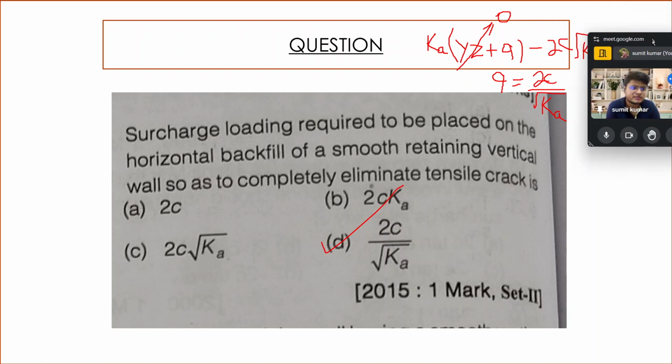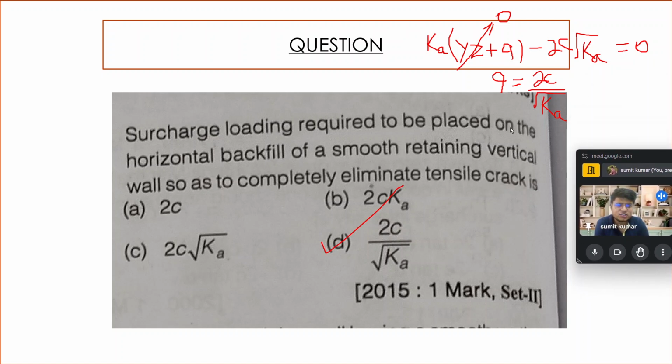As you know, when we write the equation for the active earth pressure, we write K into gamma z minus 2c root K. Or if the surcharge is there, you can see on the top right corner of the screen, we have written K into gamma z plus Q minus 2c root K, that is equal to 0. Now the question is asking about the surcharge loading required to be placed on the horizontal backfill of a smooth retaining vertical wall.